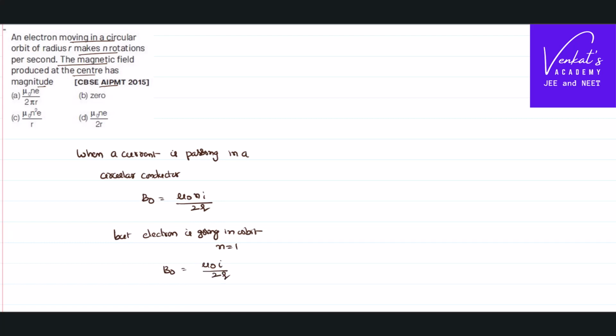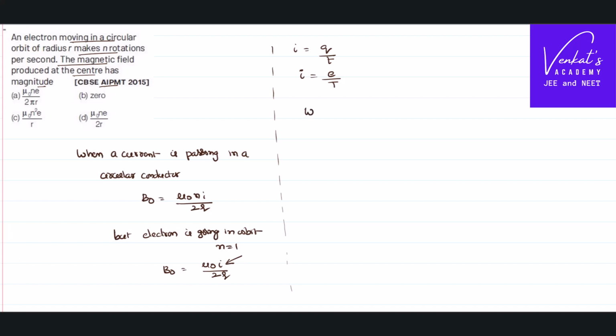Everything is fine, but I do not know what I is. What is the current generated by the electron, that I have to find out. If I know that, I can substitute here and get the answer. You know, current is defined as rate of flow of charge. The charge that is moving is here the electron. The electron takes a certain time to rotate around the circular orbit, that is called time period in any rotatory motion. So, e by T is the current.